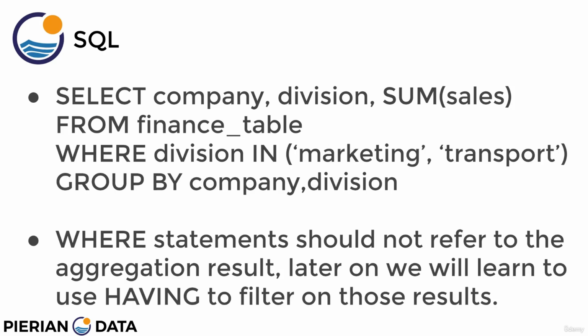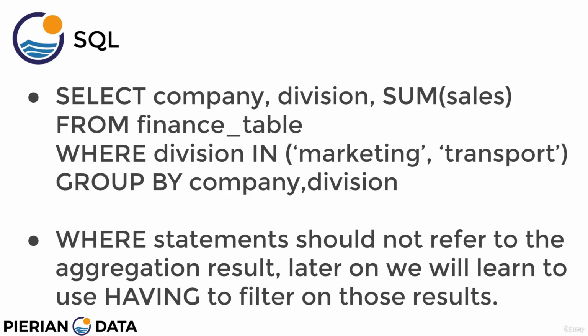And keep in mind that the where statements should not refer to the aggregation result. So you shouldn't be trying to do any filtering using a where statement on sum of sales in this case. Later on, we are going to learn how to do that using the having statement to filter on those results. But for right now, if you are using a where statement in conjunction with a group by, that where statement shouldn't make a reference to what is being aggregated, such as sum of sales. That is what the having statement is for, that we're going to learn about later.